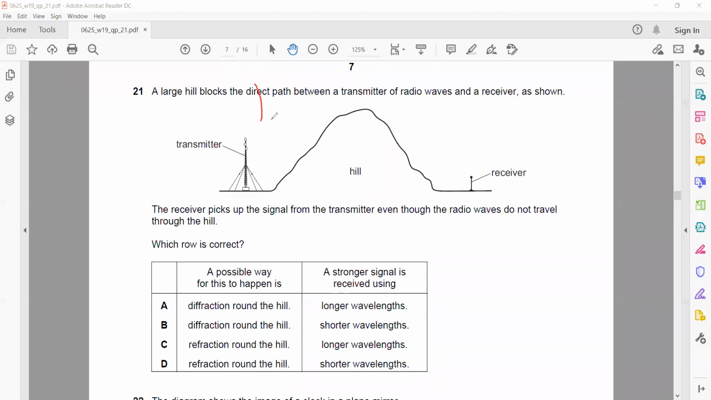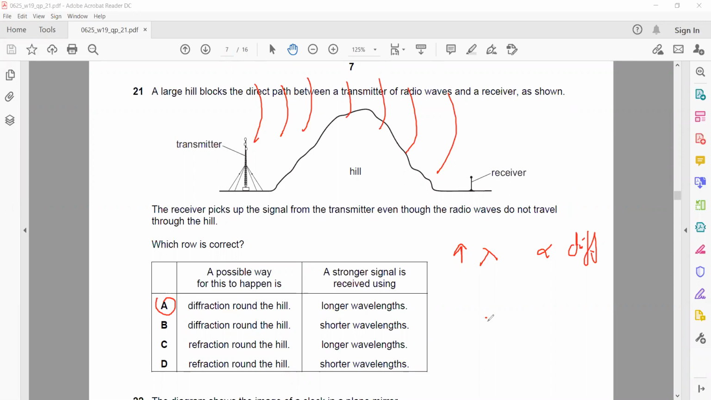First thing, diffraction. Diffraction means bending of the wave around an edge or obstacle. And when the wavelength is more, the diffraction is also higher. So which one is likely to diffract more? Longer wavelength is likely to diffract more. So A is the right answer.